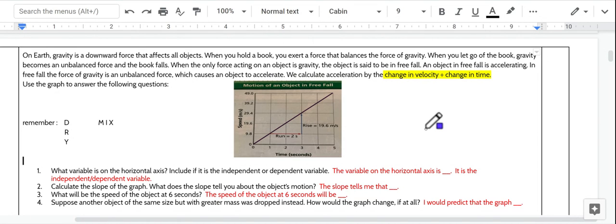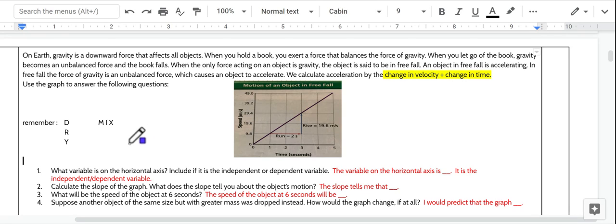Okay, good morning. This is day 22, AMI for ninth grade science. We have 4 questions within this graph that we're going to read. Let me start with the questions. It says, the variable on the horizontal axis: what is that variable? That would require us to look at the graph. It says include if this is an independent or dependent variable.